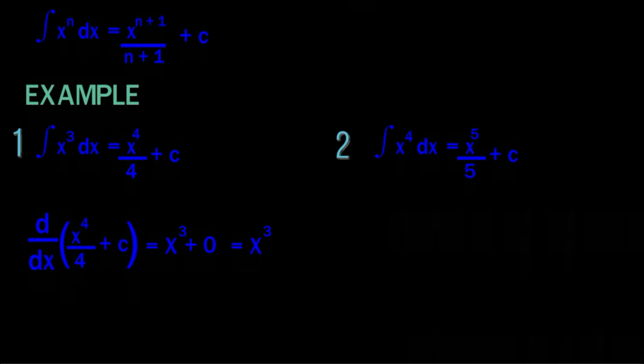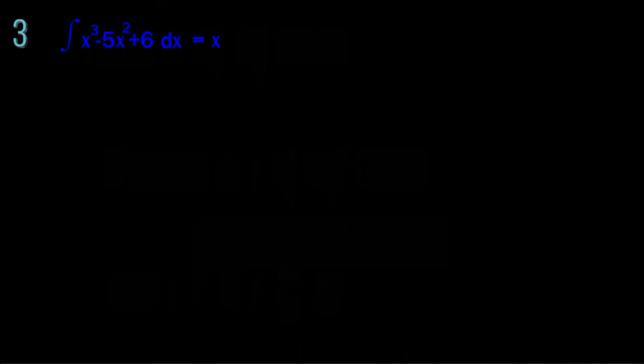Let's say we have an equation like this: we want to solve the integral of x to the power of 3 minus 5x to the power of 2 plus 6 dx. We do the same, looking at each term. So x to the power of 3 plus 1, which is 4, over 4, minus 5 x to the power of 2 plus 1, which is 3, over 3, plus 6x, and finally plus a constant.